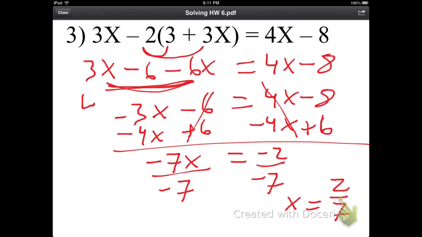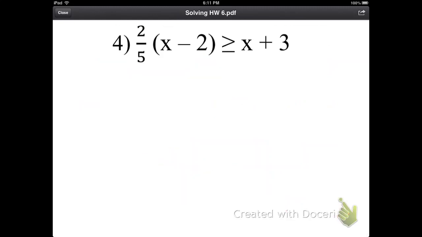Once again, the negatives cancel each other out. So when you get negative over negative, it's really positive. So I get x equals positive 2/7. And now we're on the last one.